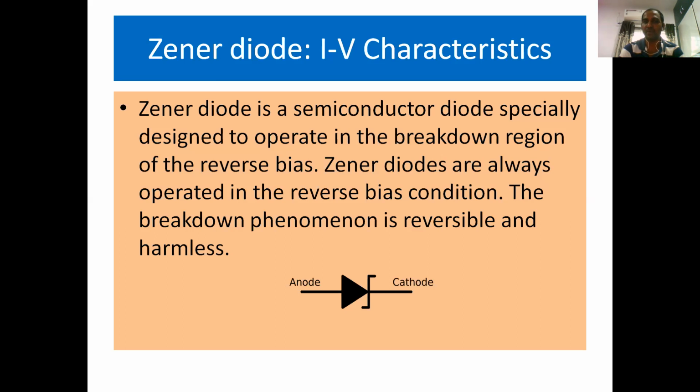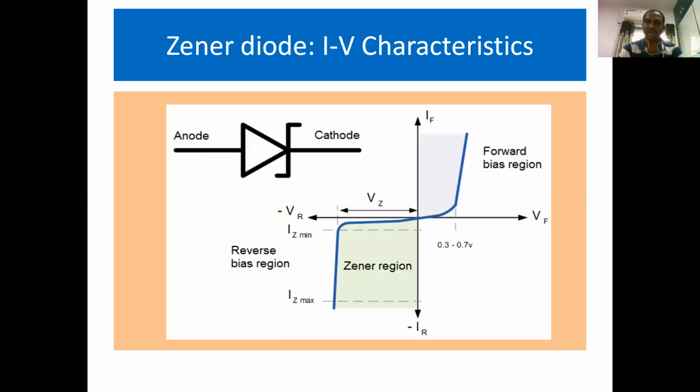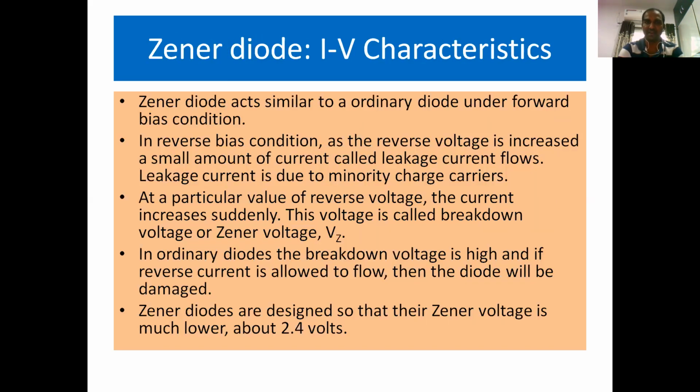Zener diodes are always operated in the reverse bias condition. This is a very mandatory requirement. The breakdown phenomenon is reversible and it is harmless. And this graph shows the IV characteristics in the operation of a Zener diode, and especially you have to note down only the reverse bias characteristics. So that is in the left hand side portion of the graph.